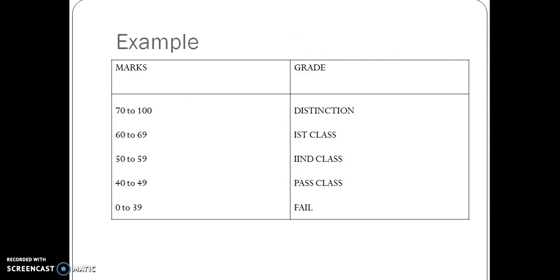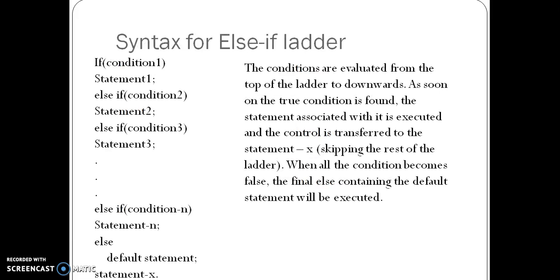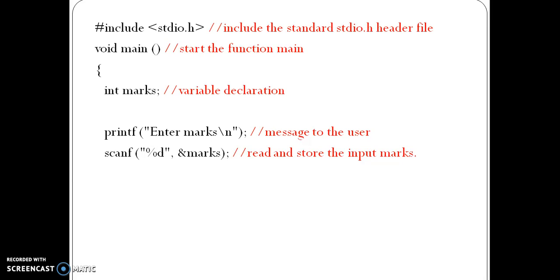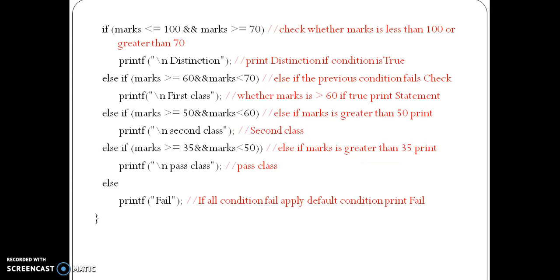So here is an example. We are going to print: when the student secured marks 70 to 100, distinction; 60 to 69, first class; 50 to 59, second class; 40 to 49, pass; otherwise fail. So how am I going to use it? Again, I am going to ask the user to enter marks and check if the marks are less than or equal to 100 and greater than or equal to 70, then print distinction. Else if the marks are greater than or equal to 60, both conditions need to be true, and marks are less than 70, then it is first class.